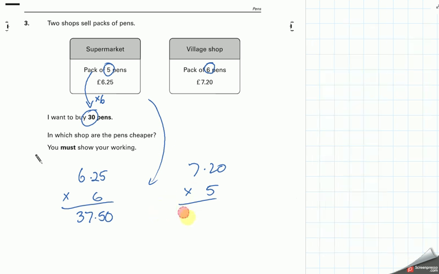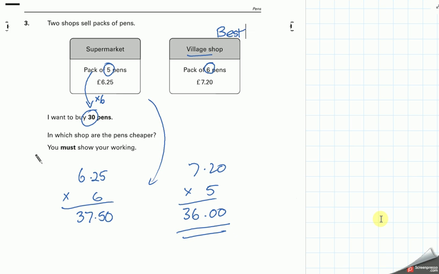Look for the best value. Best value is the cheapest. So we would like to go to the shop. You can just divide 7.20 by 6 or 6.25.